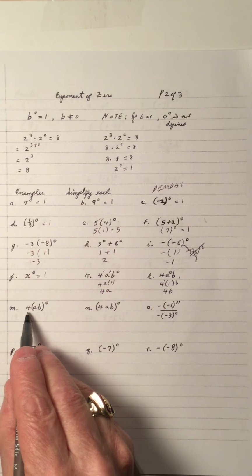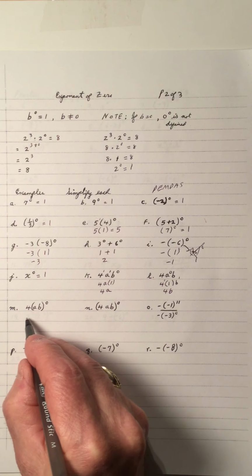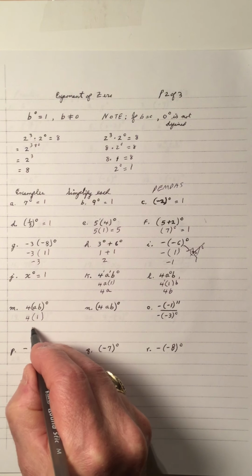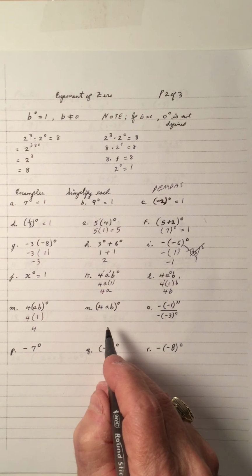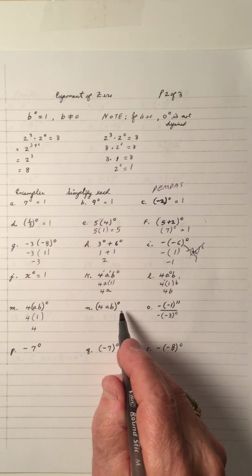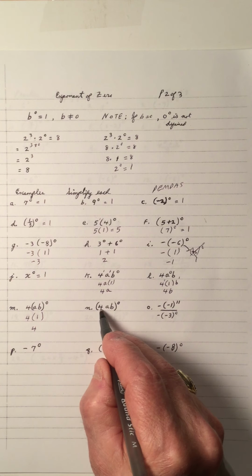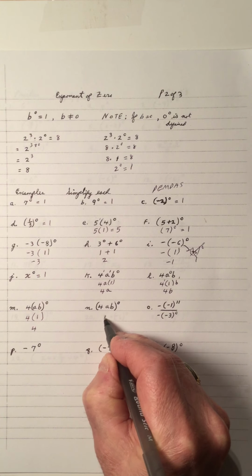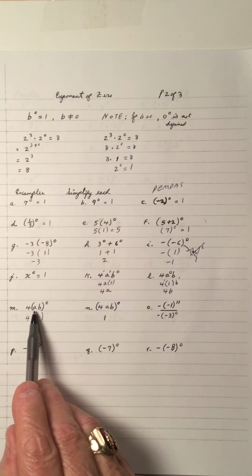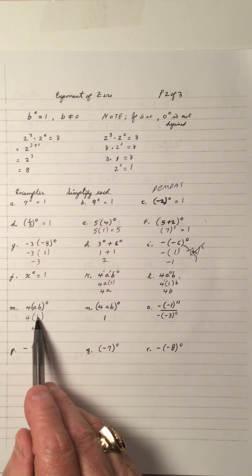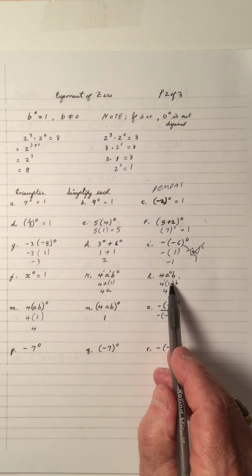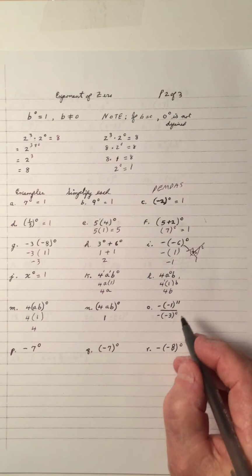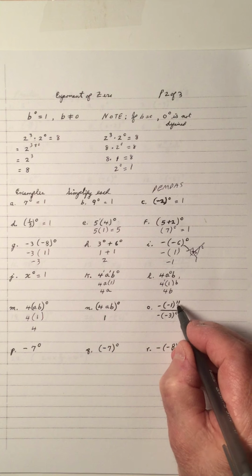Notice in M, 4 bracket AB to the 0 power. The 4AB is all to the 0 power, so that's 1. Very important to watch what the power is applied to. Again, notice with 4AB all to the 0 power, all of it is 1. Over here just the A is 1. Right here just the B is 1. Be careful. And when we work out these, we do the power first.